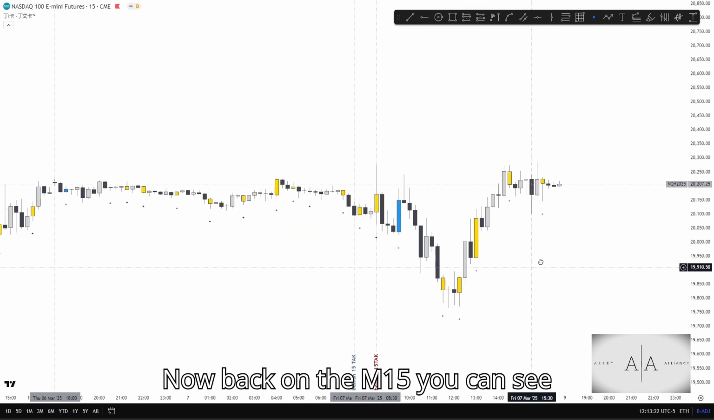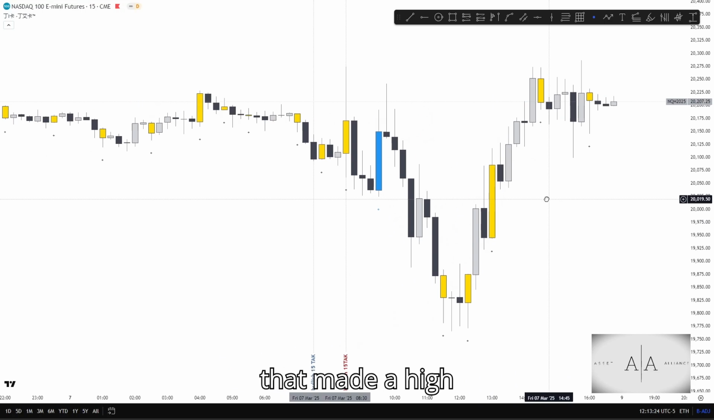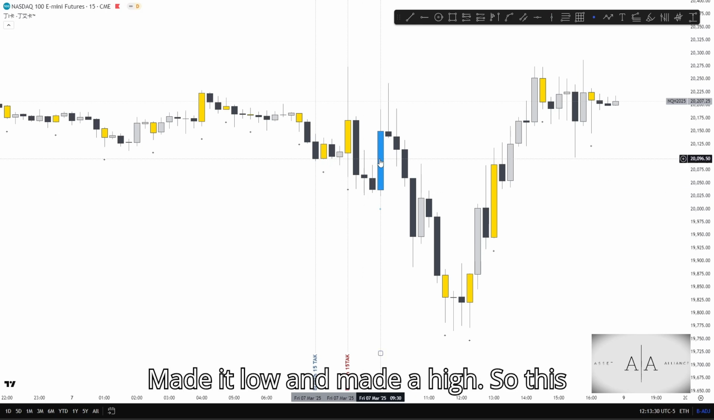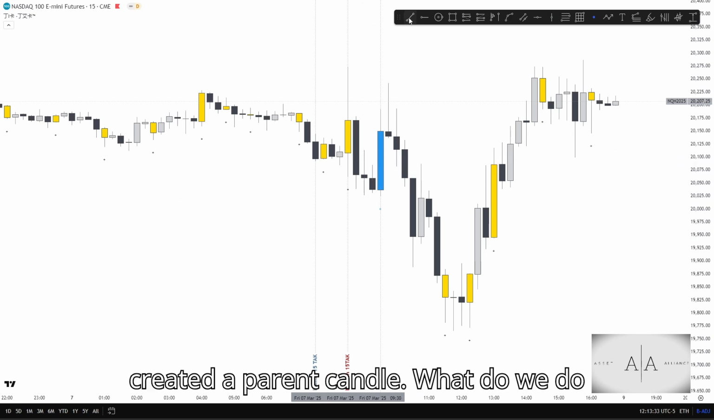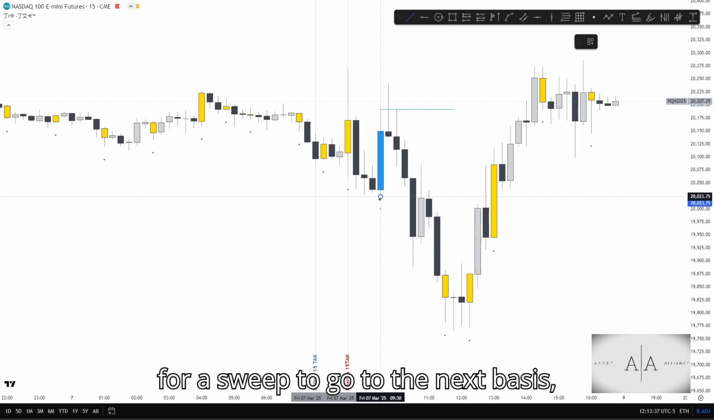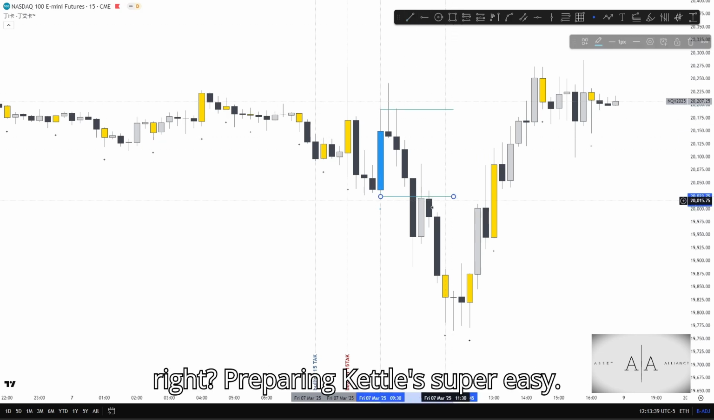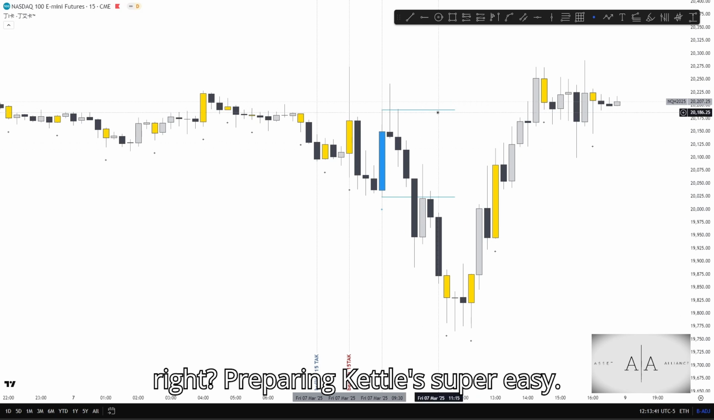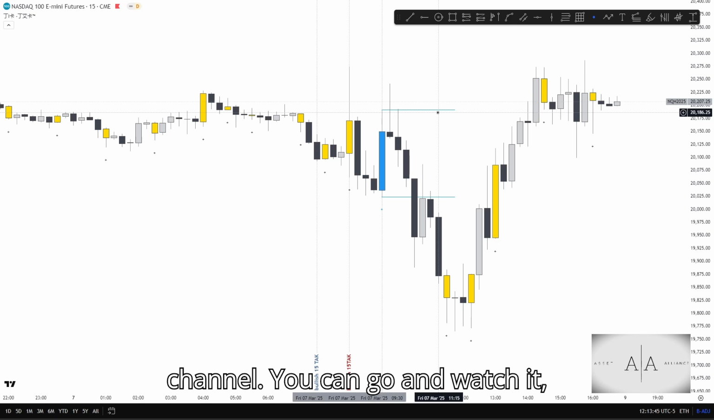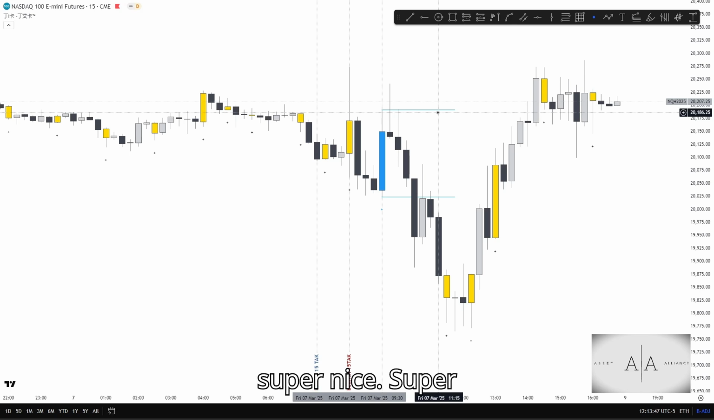But let's say you go on the 15-minute now. Back on the M15, you can see that made a high, bearish until the next one. Here, made a low and made a high. So this created a parent candle. What do we do with parent candles? It means you wait for a sweep to go to the next bias, right? Parent candles, super easy. I've made a video on this on my YouTube channel. You can go and watch it. Super nice. Super easy to understand too.